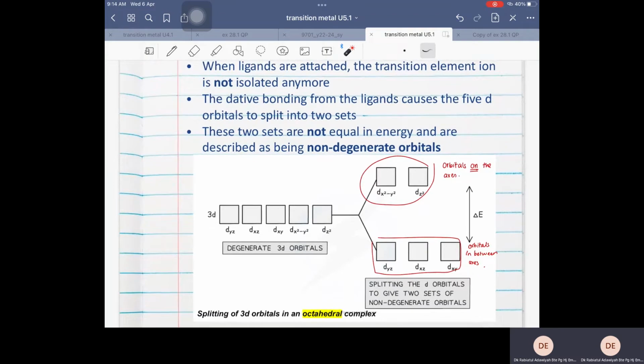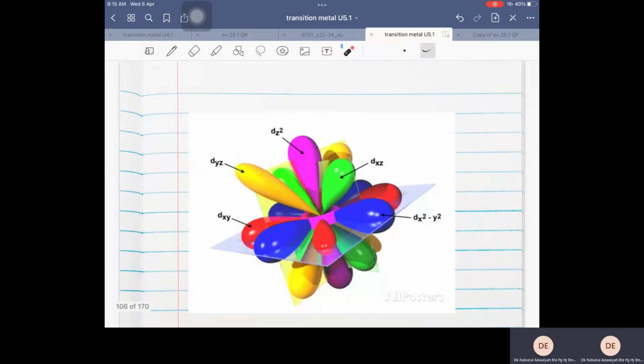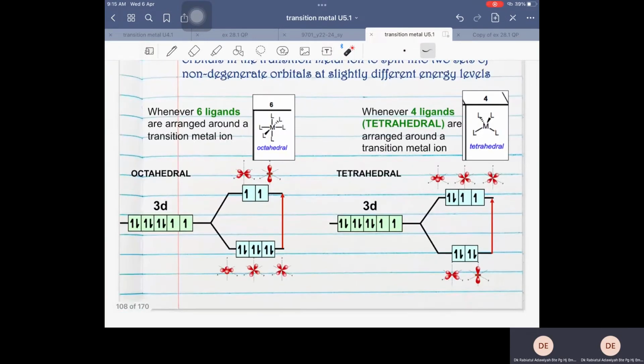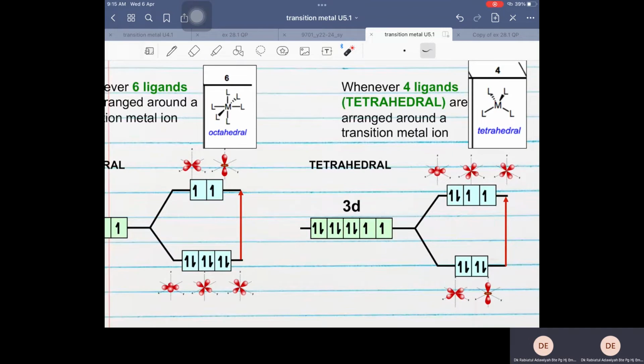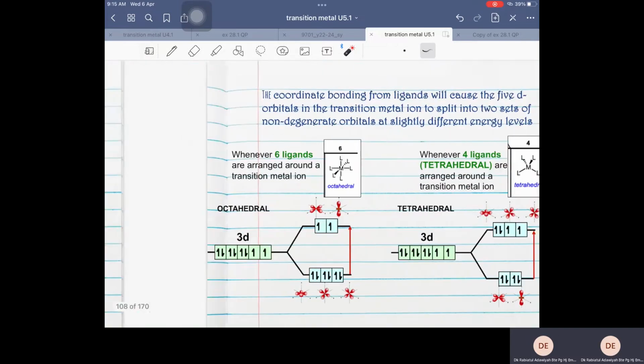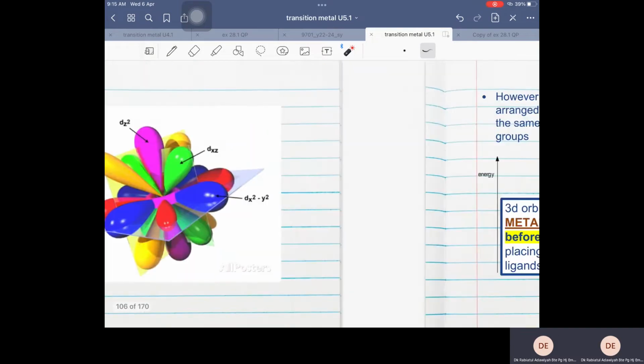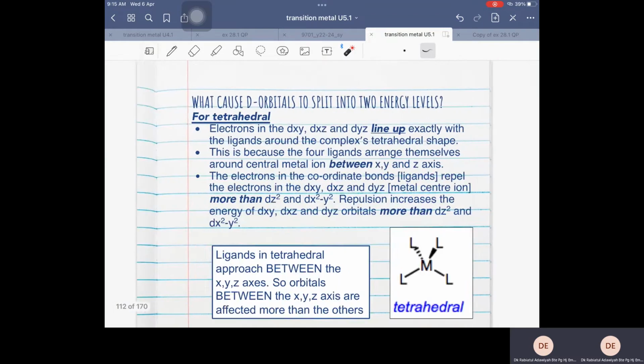So that's for octahedral. If you look at your notes, for tetrahedral, it's the opposite. For tetrahedral, the orbitals that sit on the axis are now lower, and the orbitals that sit between the axis will have higher energy. This time they feel the higher repulsion. Why? I will use this diagram first, okay?